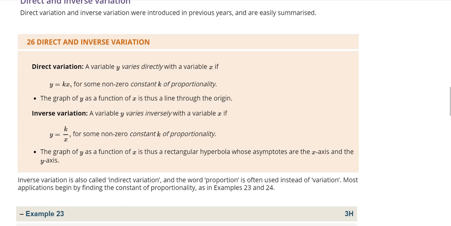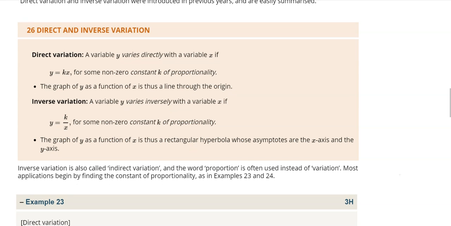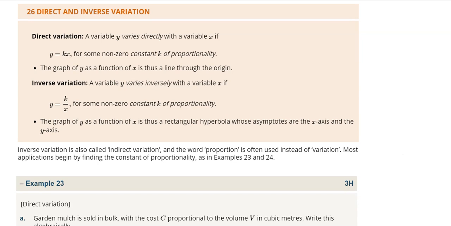So, I don't know, it says we're introduced in previous years. I don't really remember talking about this before, but nevertheless, as they've said there, direct variation: a variable y varies directly with a variable x if y equals kx, k being some non-zero constant of proportionality. Proportionality meaning that it has a direct relationship. So the graph of y as a function of x is thus a line through the origin.